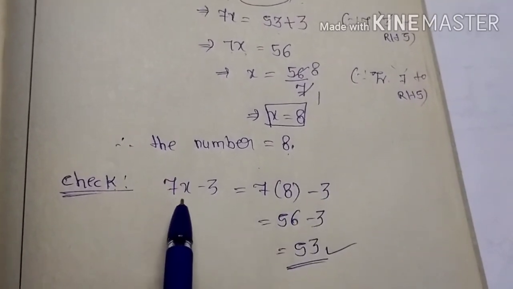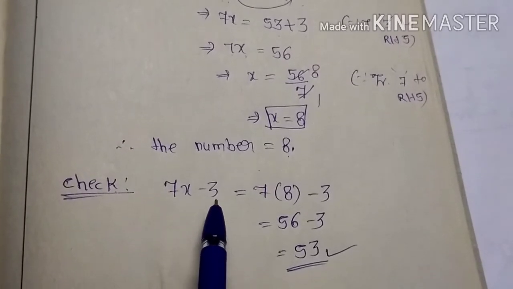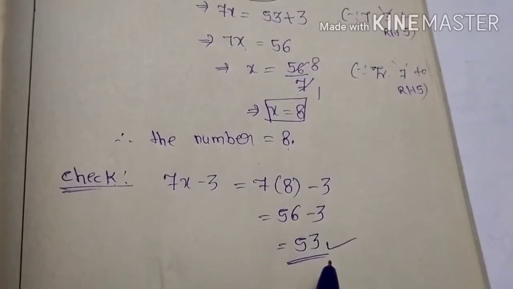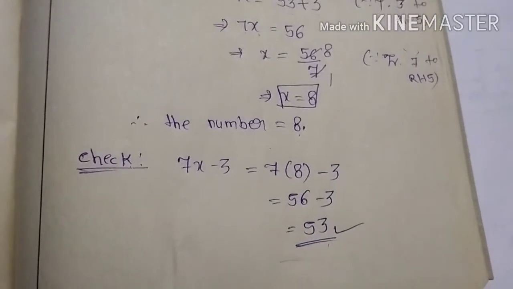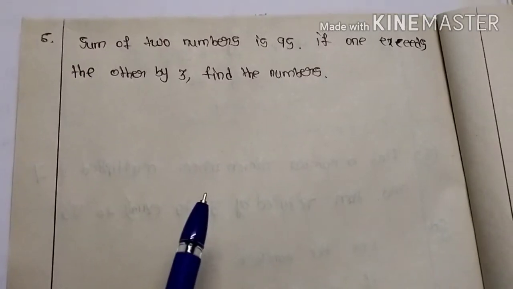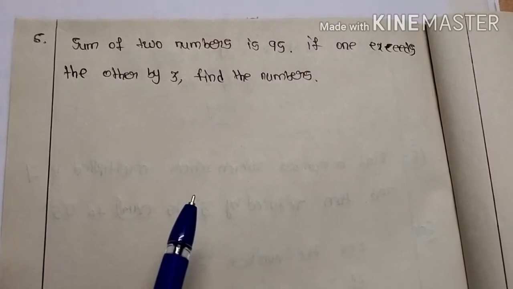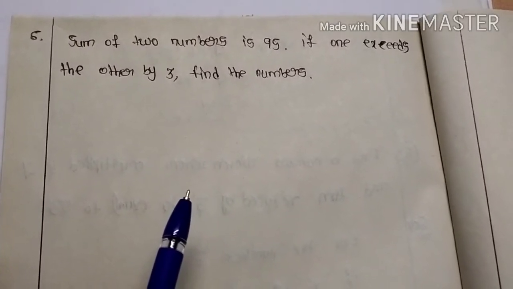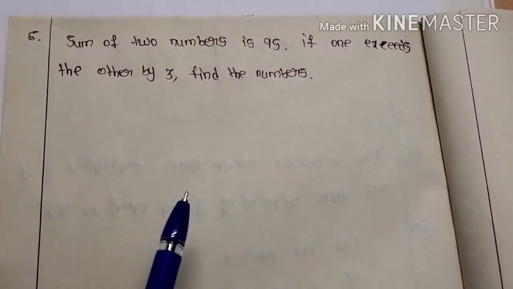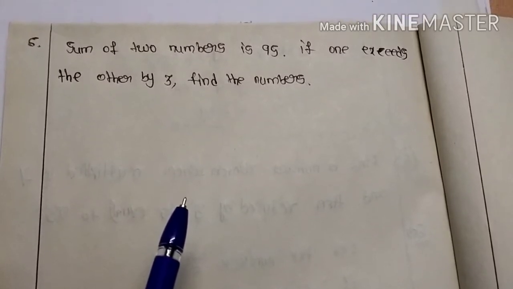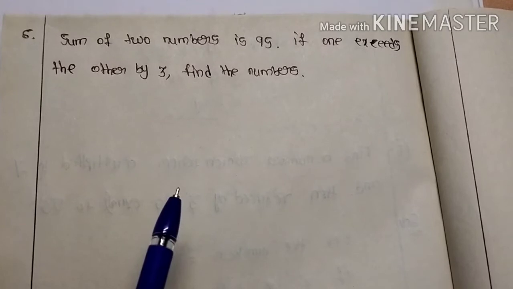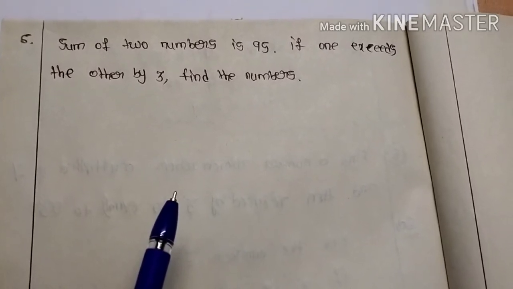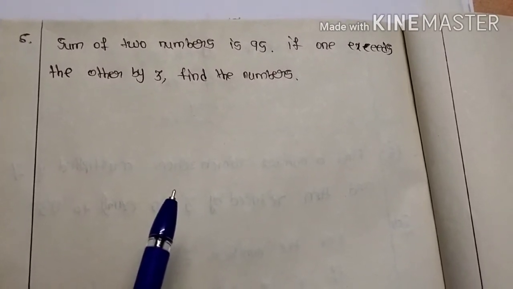See here, 7 times x reduced by 3 is equal to 53. This is your solution. See here, 6th question. Sum of two numbers is 95. If one exceeds the other by 3, find the numbers.